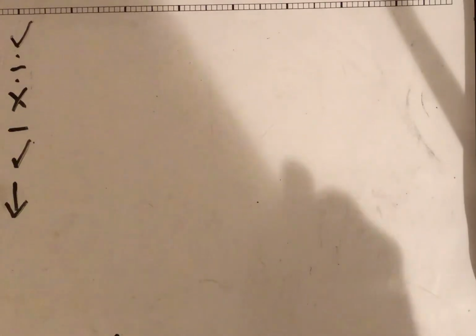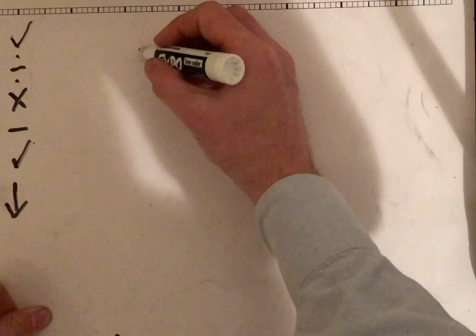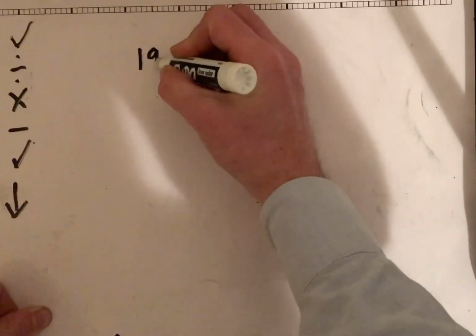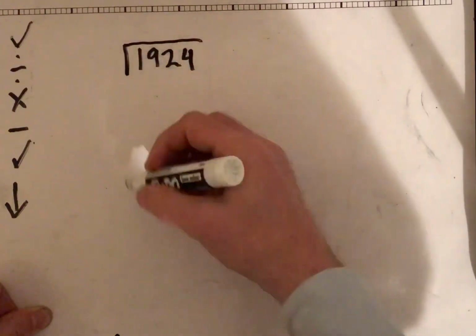And it's going to be especially important to include that second check when we're using 2-digit divisors because we use a little bit of estimation. So we're going to start with the question of 1,924 divided by 37.